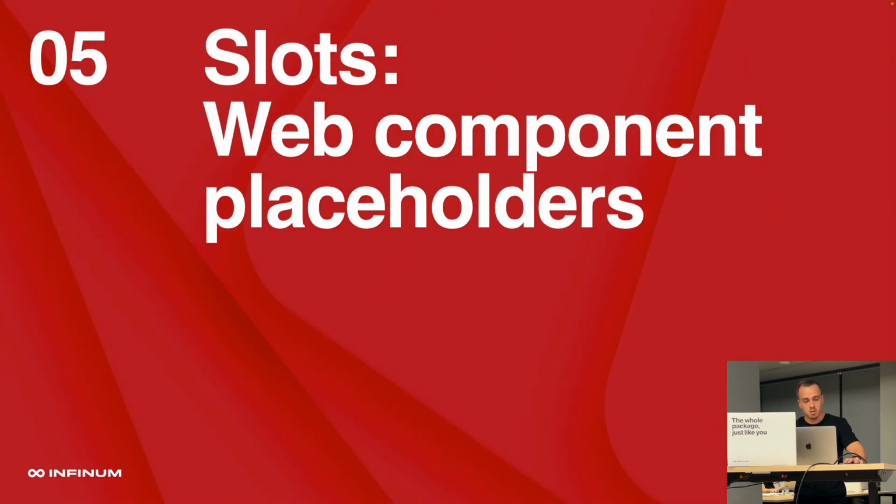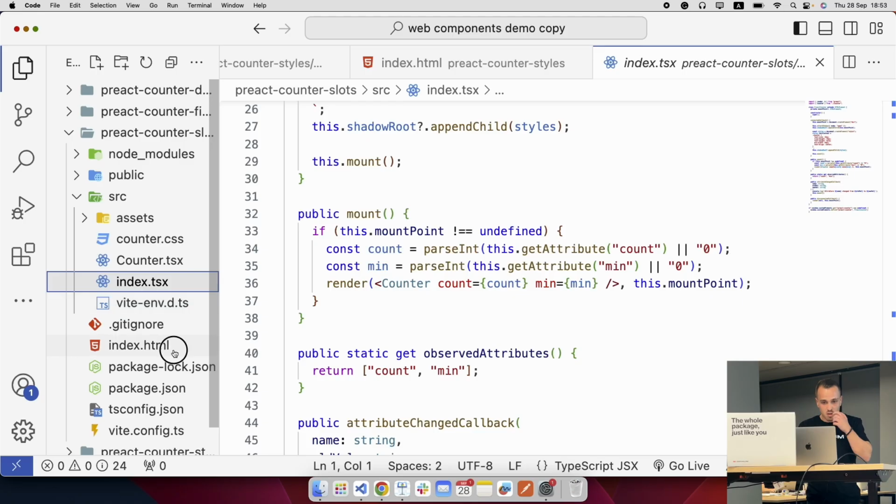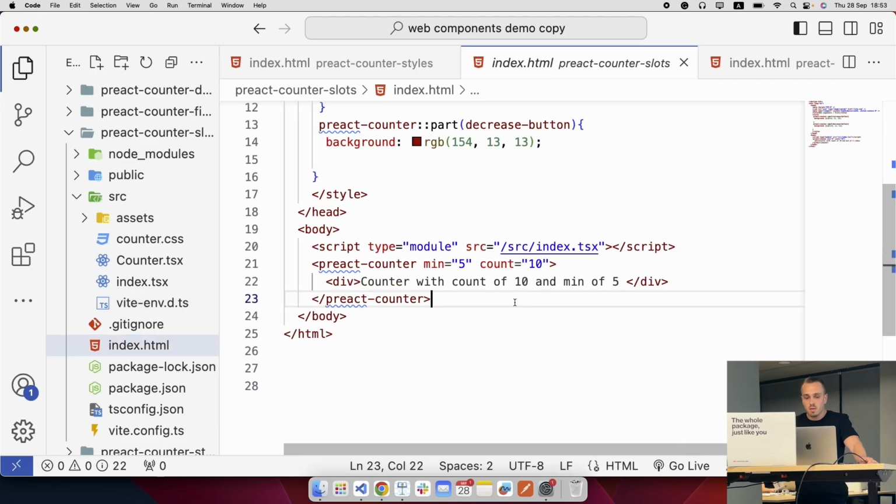And let's discuss slots, or as I usually like to call them, web component placeholders. They enable users to enter specific content into predefined areas within our web component, and this allows our web component to be used with different content, enhancing code reusability and reducing redundancy. Let me open my slots and let's go to our index HTML.